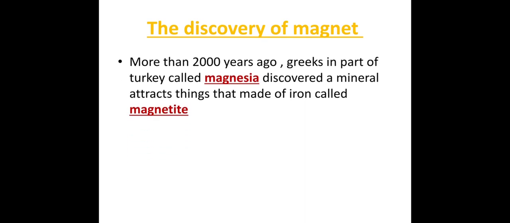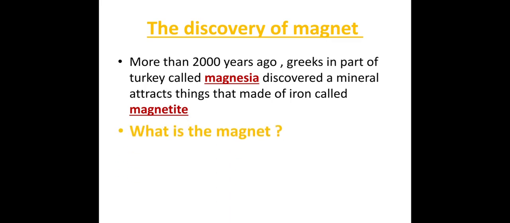Let's start our lesson by the discovery of a magnet. More than 2000 years ago, Greeks in a part of Turkey called Magnesia discovered a mineral made of iron called magnetite that attracts, holds, or picks up materials made of iron. They called this mineral magnetite according to the region it was found in. From here they named magnet, or the word magnet comes from here.